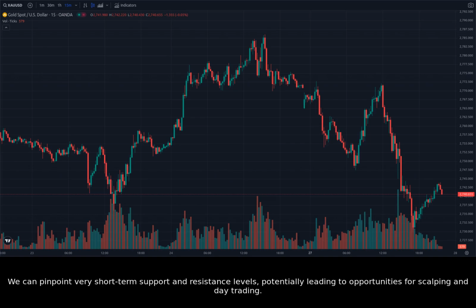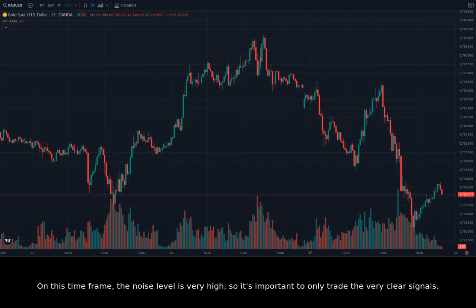Now, let's look at the 15-minute chart of XAUUSD for even more granular analysis. We can pinpoint very short-term support and resistance levels, potentially leading to opportunities for scalping and day trading. On this time frame, the noise level is very high, so it's important to only trade the very clear signals. The 15-minute chart reveals much higher volatility, however, the trend still remains upwards.